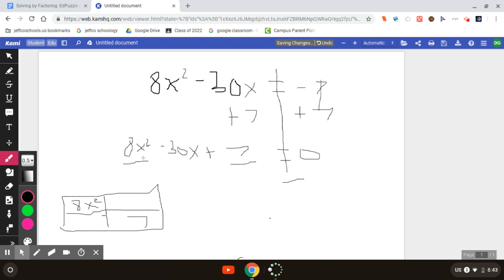So you take the first number, which is 8x squared, and you put it in the upper left box, and then you take the 7 and put it in the lower right hand box. So after you do that, you just go 8 times 7. You just want to multiply those numbers up and see what it comes out to. Mine comes out to 56.